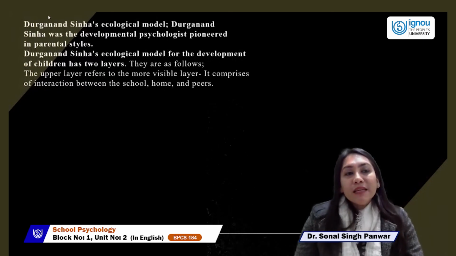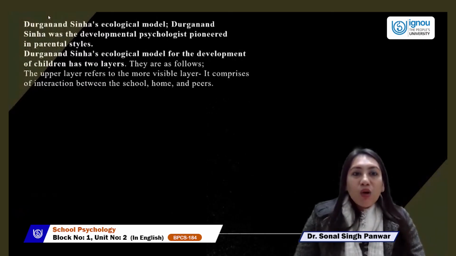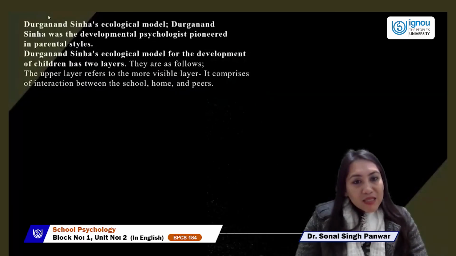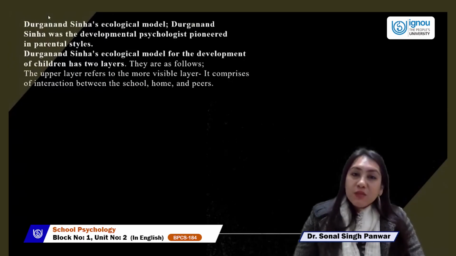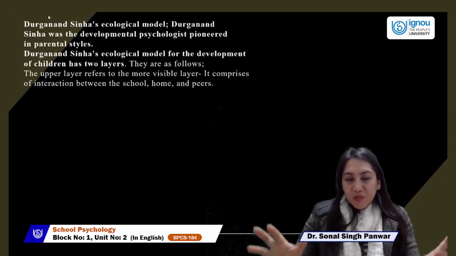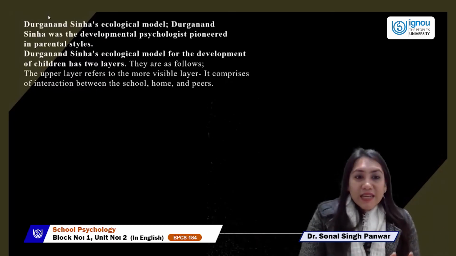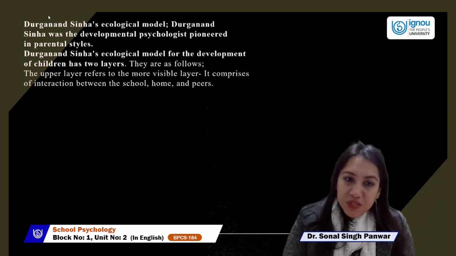You need to know Durganand Sinha was a developmental psychologist. He pioneered work on parenting styles, how parenting can impact the development of a child. He stated this model and stated that there are the following layers. The upper layer refers to the more visible layer. That's something we all can see. And this involves interaction in home, school, and peers.